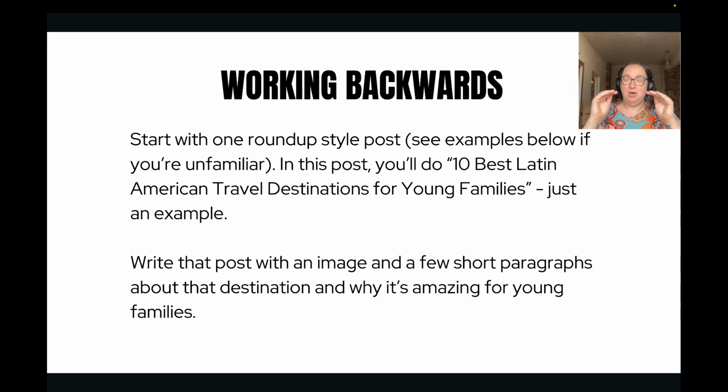You're going to write that post, and each of the 10 destinations will have an image and a few short paragraphs, which, if you follow the PIPS path, your paragraphs are actually going to be 1 to 2 sentences long, 2 to 3 lines. They're not actual paragraphs like back in school, 5 to 6 sentences. Don't do that. If you do that, it's going to create big long walls of text, especially on mobile. That's no bueno. So you're going to write that post with an image and a few short paragraphs about that destination and, of course, why it's amazing for young families, because that's what the post is about, right?